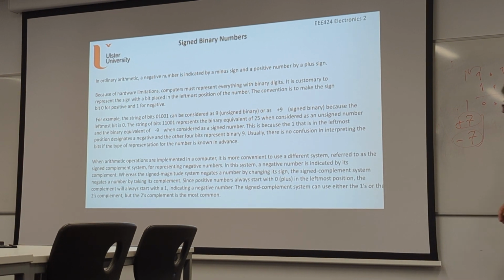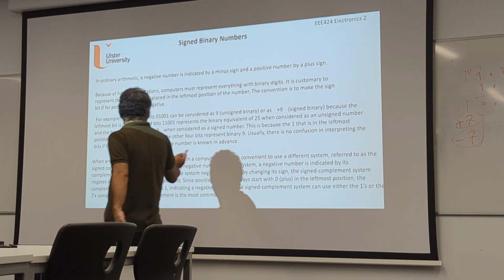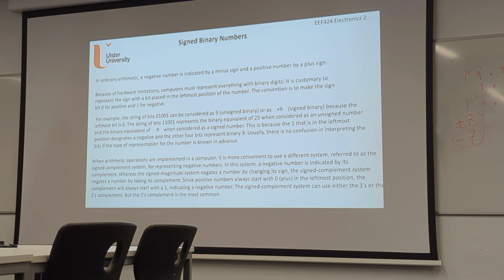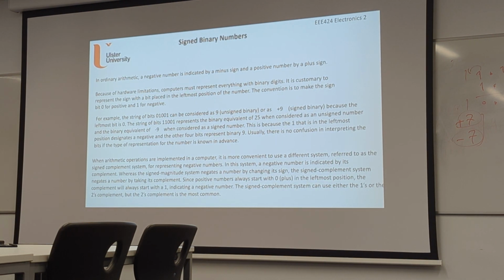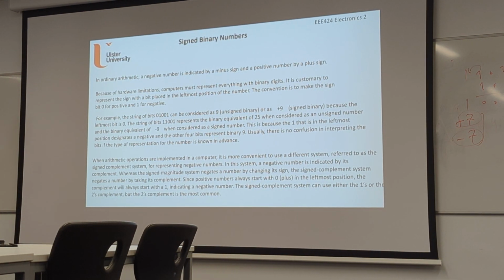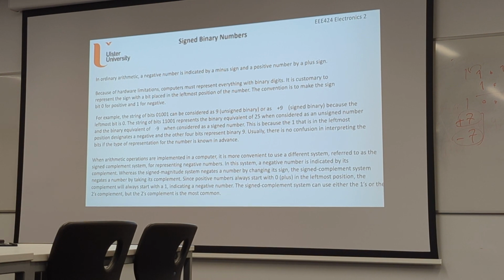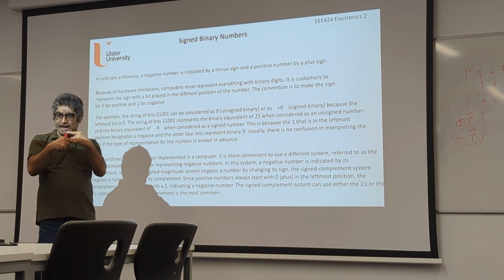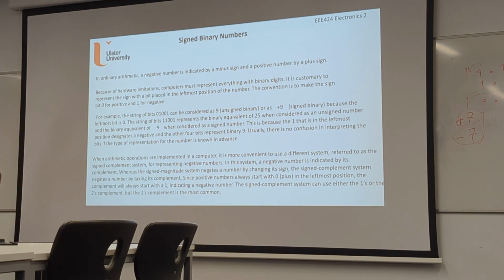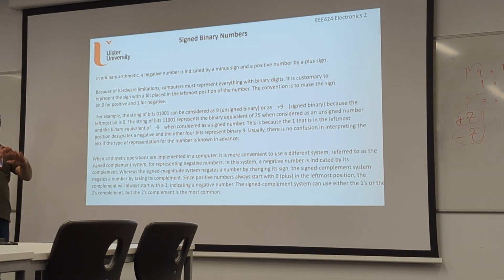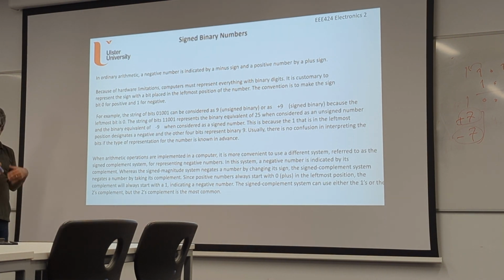Okay, when arithmetic operations are implemented in a computer, it is more convenient to use a different system, referred to as the sign complement system, for representing negative numbers. In this system, a negative number is indicated by its complement. Sometimes instead of using negative, they use the complement of the value. Different computer, different system, different hardware, different style. Doesn't matter. I want to introduce them only to give you information. They are not so important.